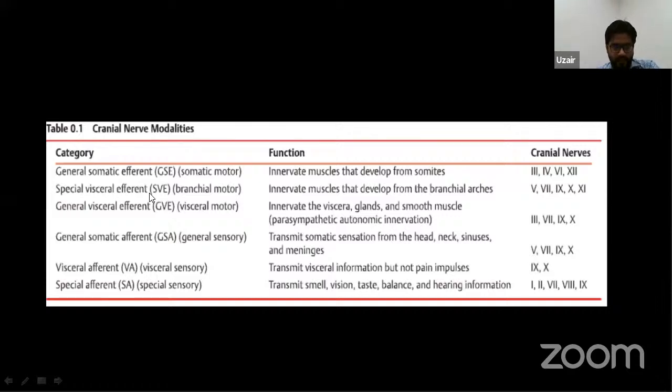Then we have general visceral efferent. This is responsible for the parasympathetic outflow to the viscera, to the oculomotor and salivatory nuclei and things like that. Then we have the sensory components, which include general somatic afferent that transmits somatic sensation from the head, neck, sinuses, and the meninges. Then we have visceral afferent that transmits visceral information but not pain impulses, mainly through the 9th and 10th cranial nerves. Then we have special afferent for the special senses like vision, smell, taste, balance, and hearing information.